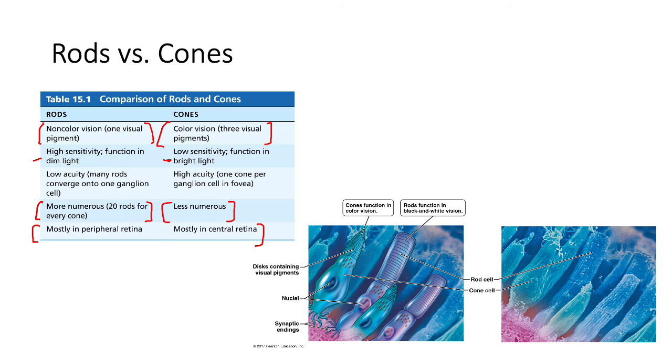And this diagram from your textbook really shows a nice comparison between the rods and the cones. Again, rods are rod shaped, whereas cones are cone shaped, which is where they get their name. And then you can see an actual electron micrograph, a microscope picture of what those structures look like as well. So this diagram is just a cartoon version of the actual thing here on the right. Okay, so again, rods and cones are both going to be activated in either dim or bright light, depending on which photoreceptor we're talking about.